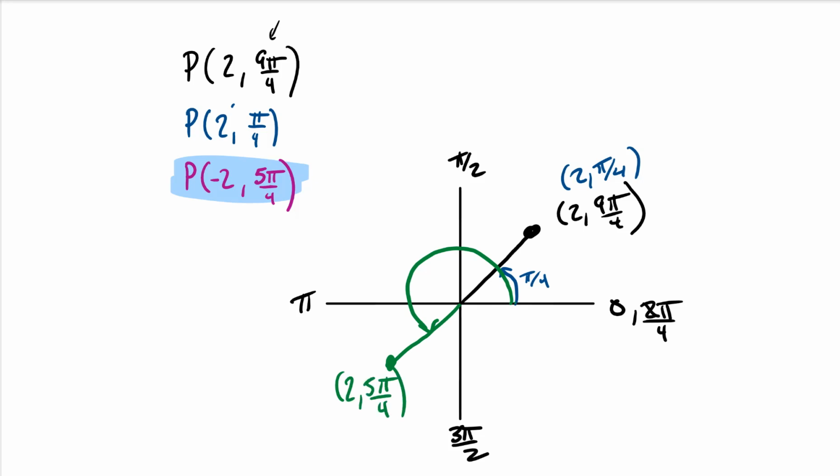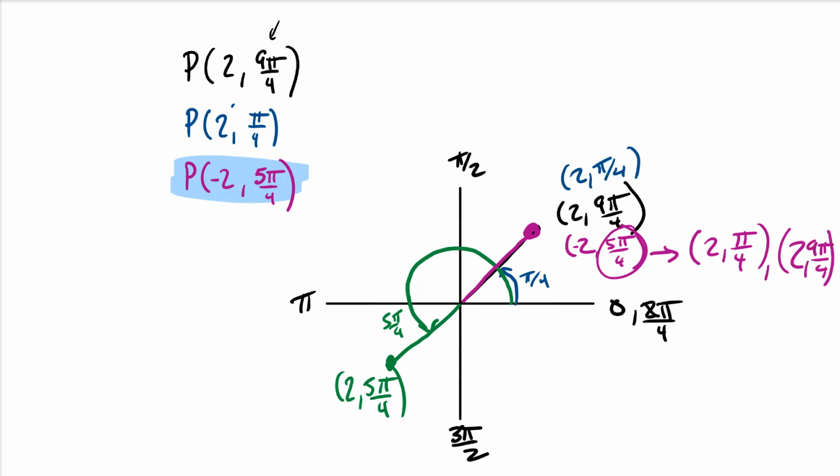But we want to sketch that first, to get that 5 pi over 4 all the way around. Then, because of the negative, we just flip back the other direction, and these are all the same point. You can see by using that new formula, if we change this to a positive, all we have to do is add or subtract pi, or 4 pi over 4. So this is the same as 2 comma pi over 4. If we added pi to that, it'd be 2 comma 9 pi over 4. So they're the same values.